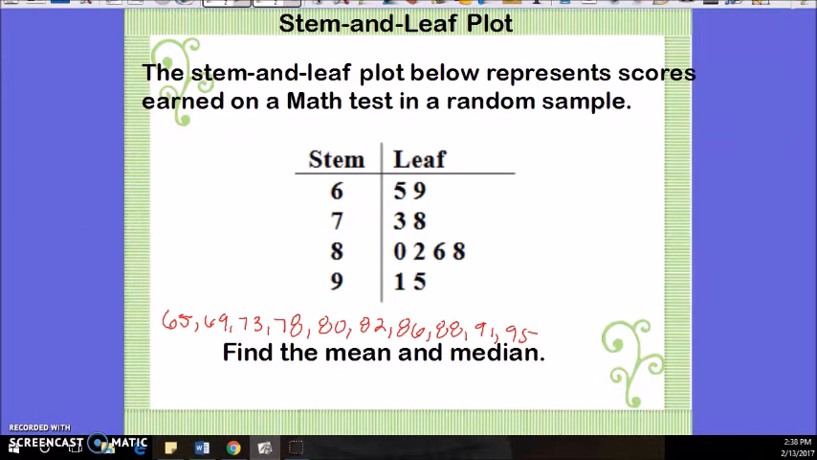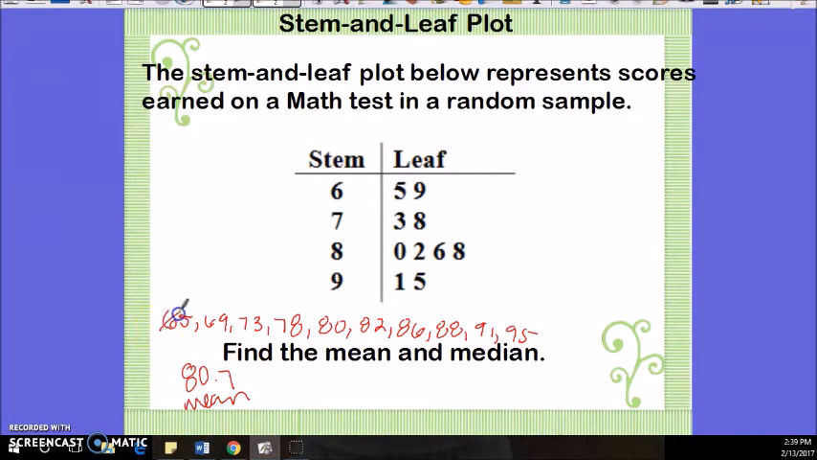Alright, we're going to go ahead and start with finding the mean. So we are going to add all the numbers up. So 65 plus 69 plus 73 plus 78 plus 80 plus 82 plus 86 plus 88, 91, and 95. That gives you 807. There are a total of 10. So you're going to divide by 10, and you should get 80.7 as your mean. So this is your mean.